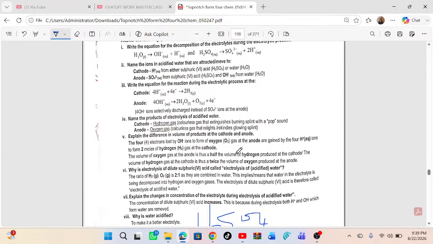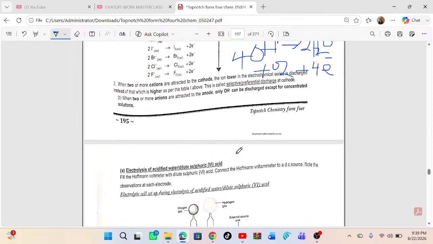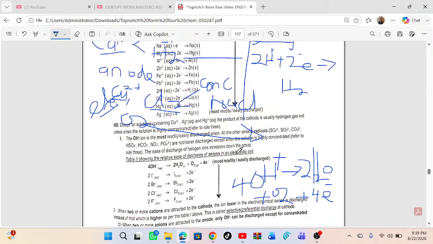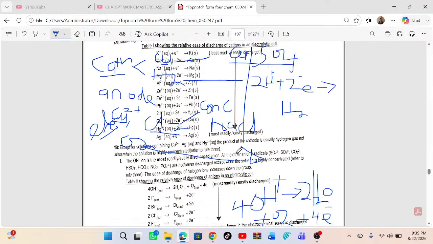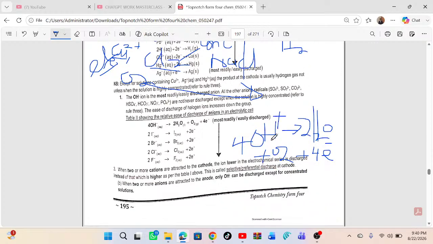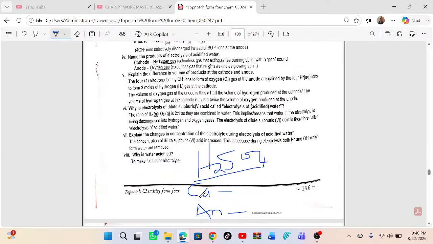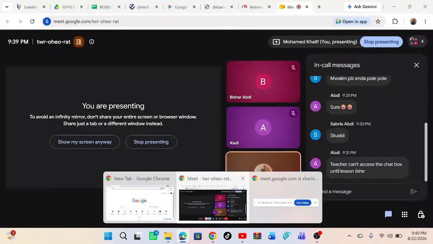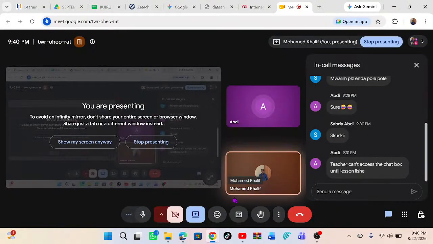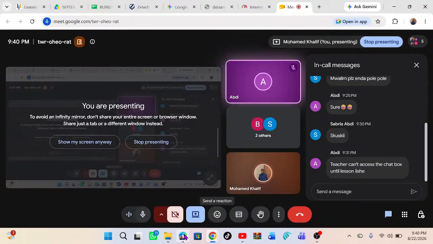Nilisema kwa cathode huwa tunapata tu kitu mbili. That is the copper wakati tumetumia copper sulfate and hydrogen for any other remaining substances. So for sulfuric acid cathode yake itakuwa aje? Cathode of sulfuric acid itakuwa hydrogen ama itakuwa copper? Yes. Very good. It will be hydrogen.